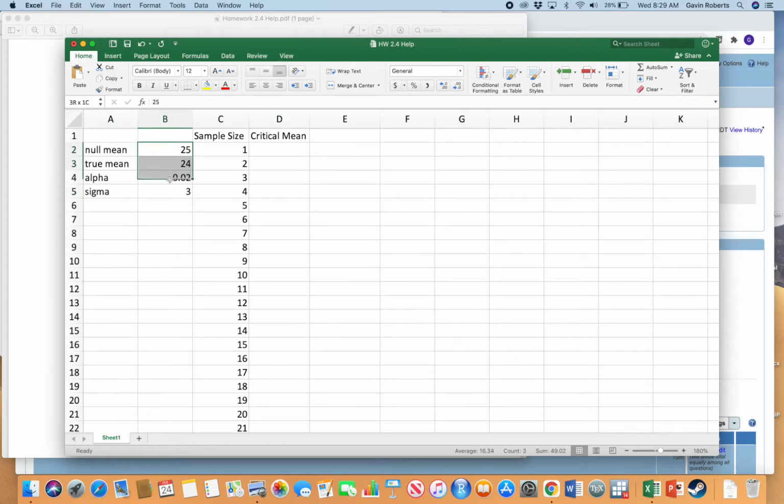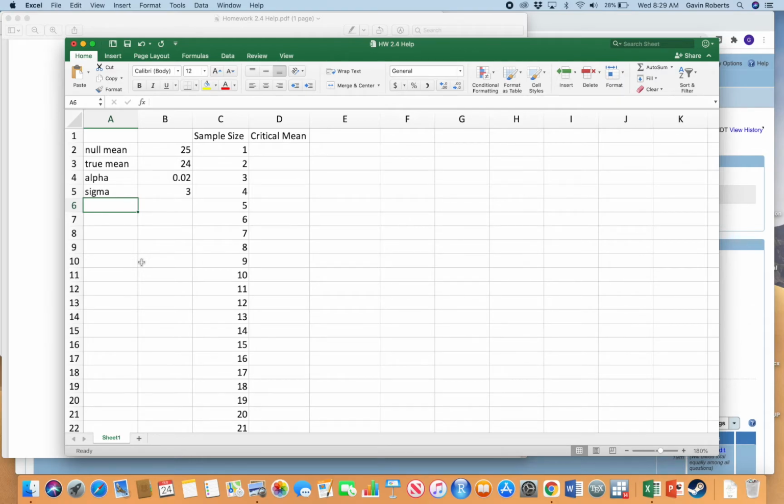So I've just filled in some information that they gave us in the problem. They told us that the null mean is 25, that the true mean is 24, alpha is 0.02, and sigma is 3. Now, of course, they do not tell us a sample size because that's the question.